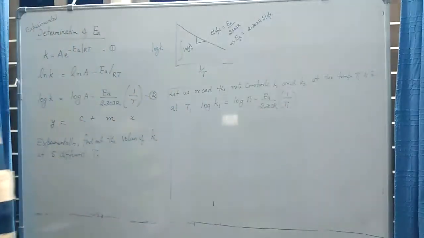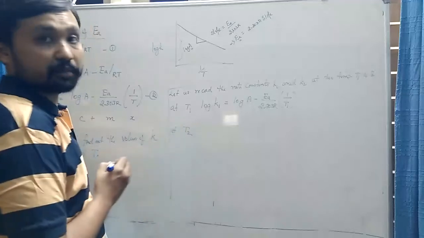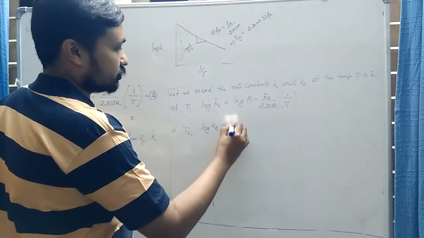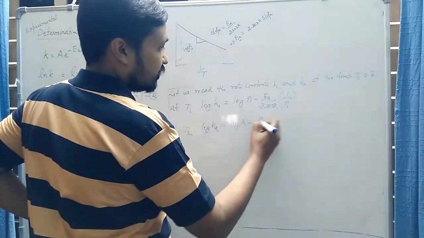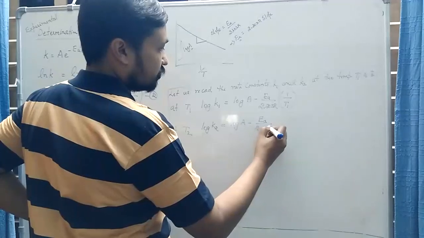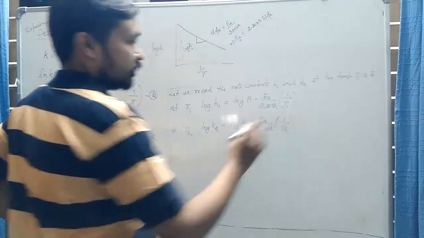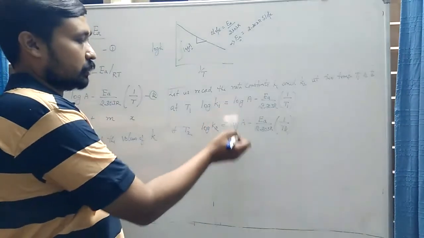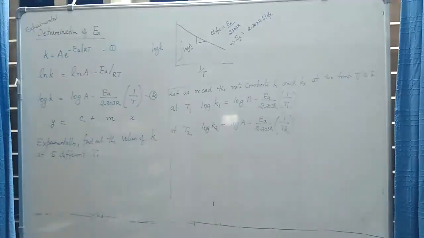This is the Arrhenius equation at temperature T1. Similarly, the Arrhenius equation at temperature T2 is log K2 is equal to log A minus EA divided by 2.303 R into 1 divided by T2. See here, even though the temperature has changed from T1 to T2, there is no change in the value of A because we have assumed it to be independent of temperature.